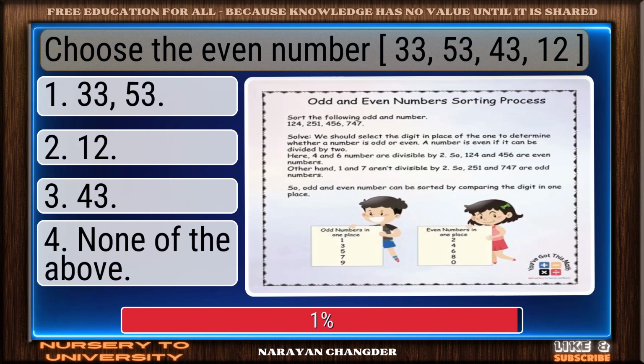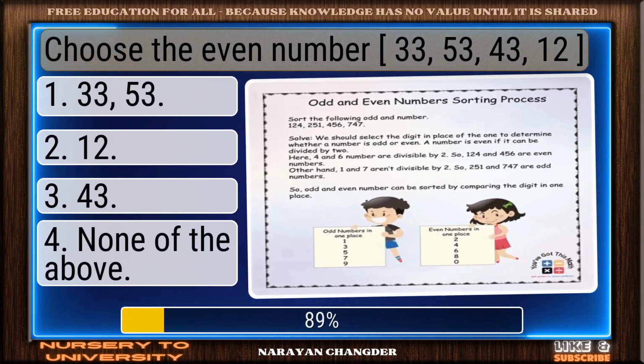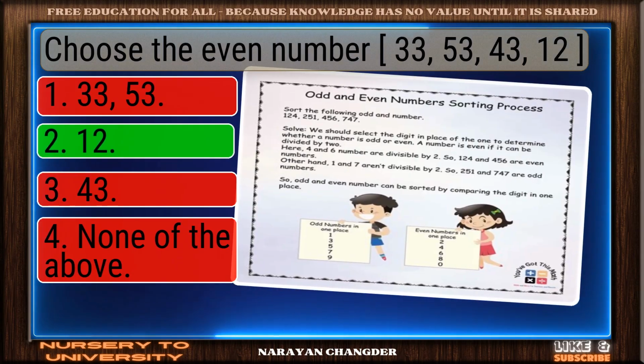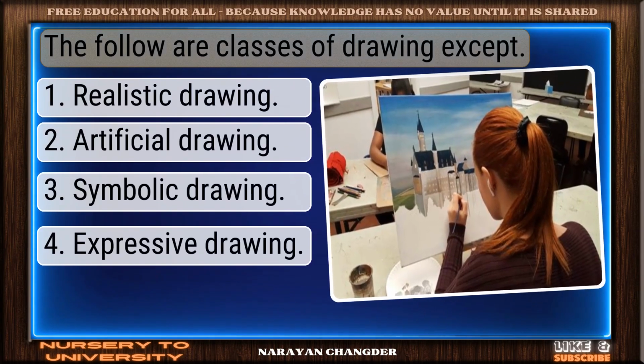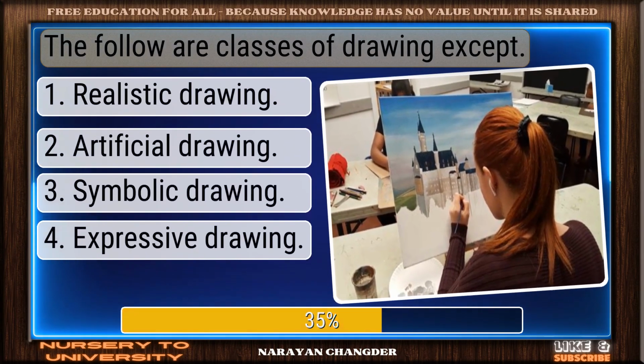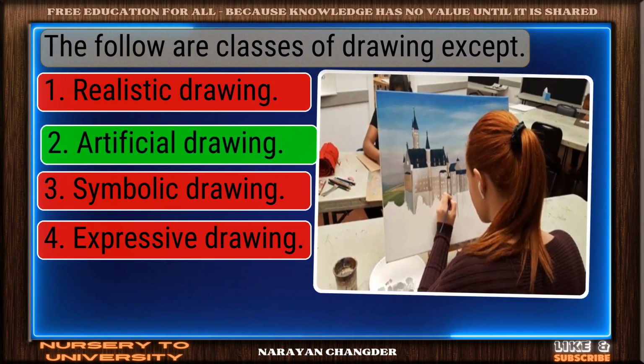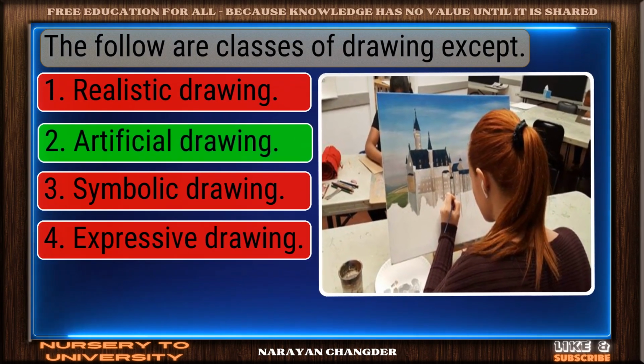Choose the even number. On track. 12 is the correct answer. The following are classes of drawing except. Nice work. You chose artificial drawing and it is correct.